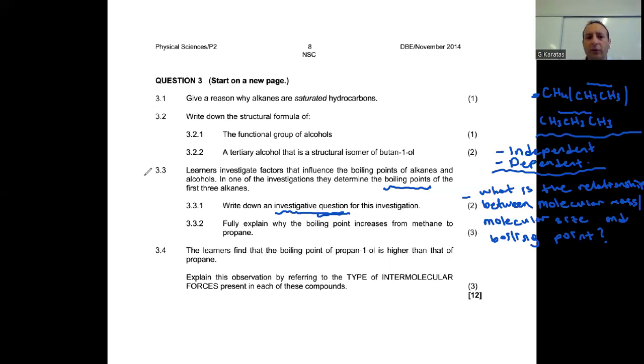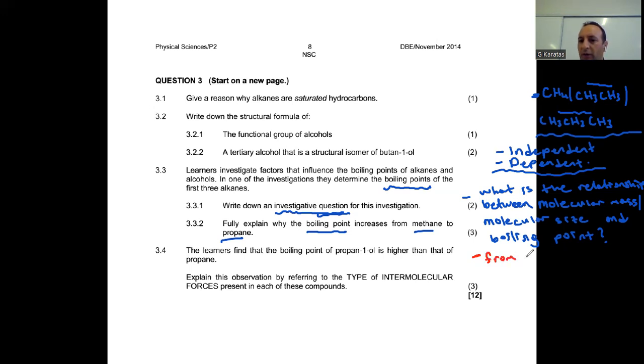The next question, fully explain why the boiling point increases from methane to propane. From methane to propane, what happens? The number of carbon atoms increases. That makes the molecular mass increase, as well as the molecular size and the surface area. As the molecular mass and molecular size increase, the intermolecular forces, which are London forces, become stronger, so that it needs more energy to overcome.